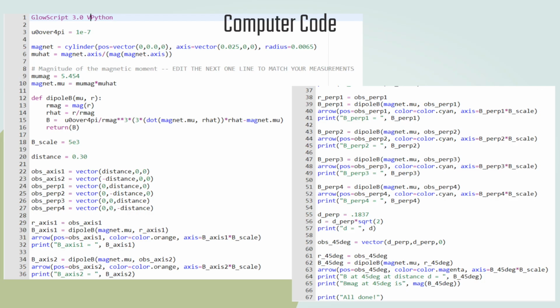Here was the code that I wrote to model the experiment using GlowScript. Each observation point has its own arrow and used the function dipole B, which was created in lines 12 through 16, to model an accurate magnetic field at said observation locations, including magnitude and direction of the magnetic field at these observation locations. And finally, lines 61 through 67 show how to calculate the magnetic field and the magnitude of the magnetic field at a 45-degree angle off-axis from the magnet in the center.